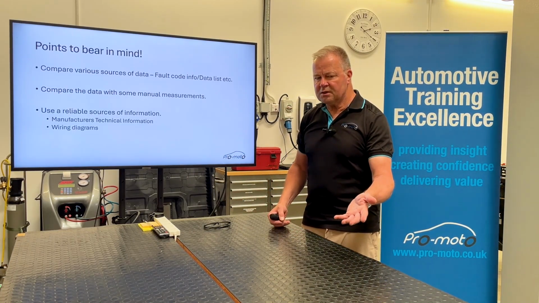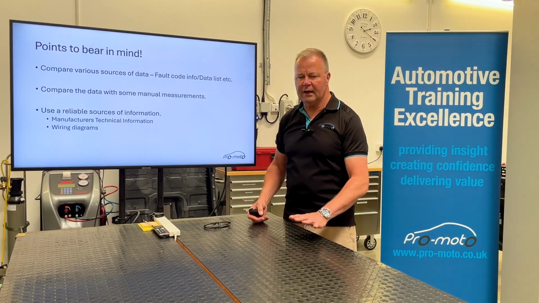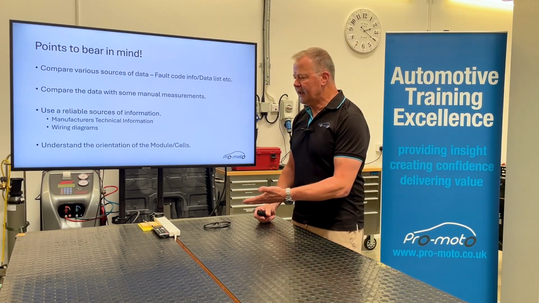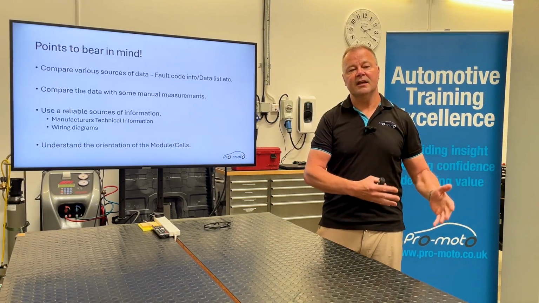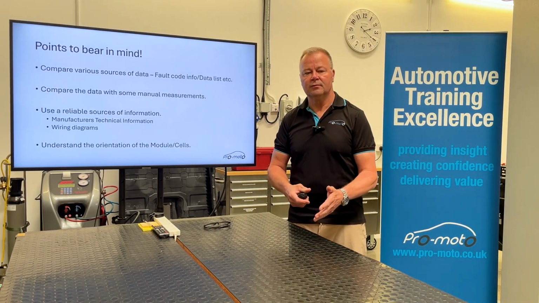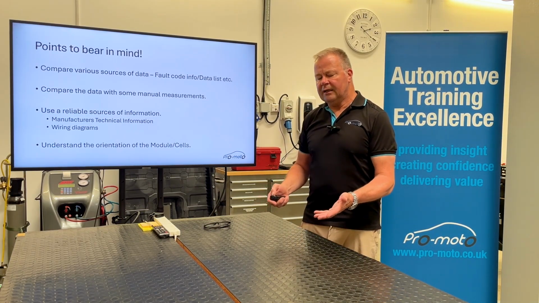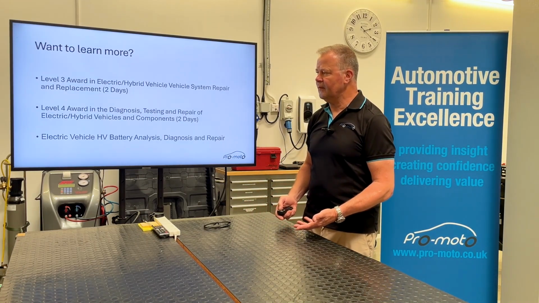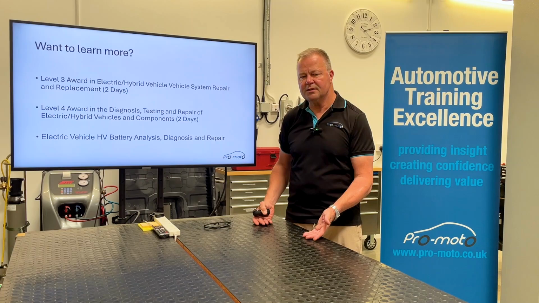Use reliable sources of information. Always important, as you know. Manufacturer's technical information, wiring diagrams will always help you to understand where the problem is. And finally, understand the orientation of those modules and cells so you can then locate that section that you want to troubleshoot. Okay, guys? So little simple things that you can pick up on and easy to make sure that you don't make mistakes. Okay, that finishes off what I wanted to talk about as far as battery orientation is concerned.